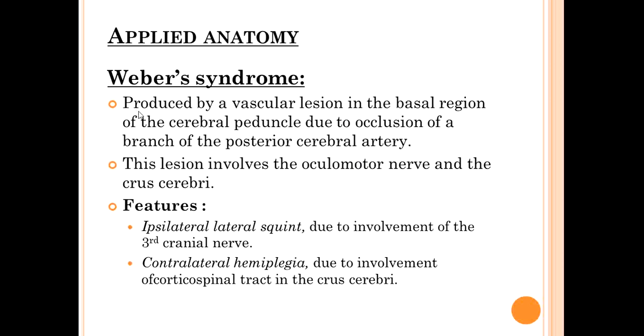What is the applied anatomy? First is Weber syndrome. It is produced by a vascular lesion in the basal region of the cerebral peduncle due to occlusion of a branch of the posterior cerebral artery. So here what is involved? The third cranial nerve and the crus cerebri. Because of the involvement of the third cranial nerve, there will be ipsilateral lateral squint, and there will be contralateral hemiplegia due to involvement of the corticospinal tract fibers present in the crus cerebri.